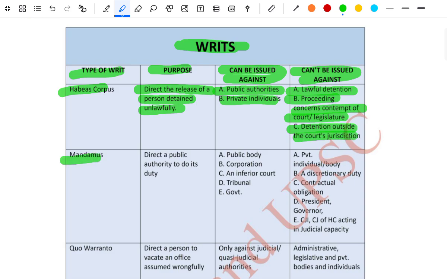Mandamus: purpose is to direct a public authority to do its duty. It can be issued against a) a public body, b) a corporation, c) any inferior court, d) a tribunal, e) the government. It can't be issued against a) a private individual or body, b) a discretionary duty, c) a contractual obligation, d) the President or Governor, e) the CJI acting in a judicial capacity.